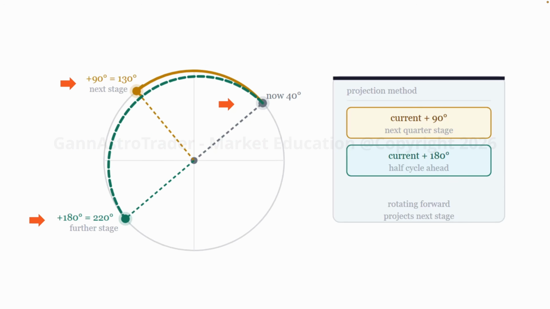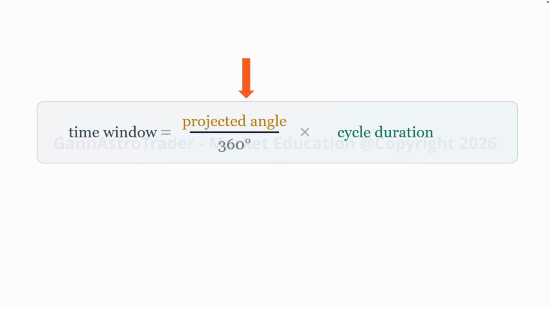When the market moves forward, it is simply rotating further along the cycle. So if you take the current position and move it forward by 90 degrees or 180 degrees, you are projecting the next stage of movement. Now, once you project that angle forward, you can convert it into time. If you know the full cycle duration, you can calculate how long it should take for that rotation to complete. This gives you a time window where the market is more likely to react.